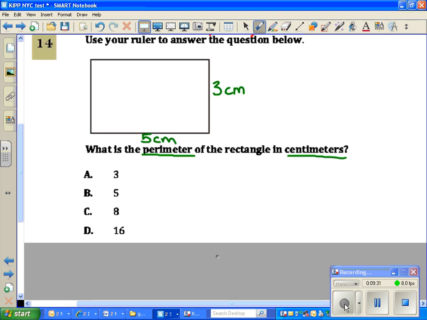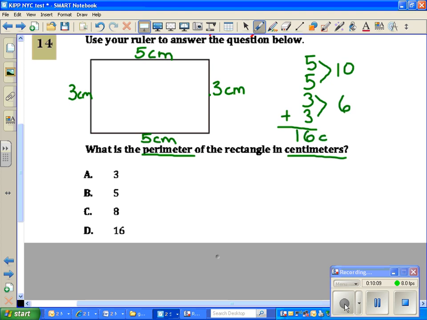But since it's asking for perimeter, perimeter is the outside, add up all the sides, I need to put in the other measurements on the other sides. So if this is the height, then this is also 3 centimeters here. If the base is 5 centimeters of a rectangle, then the top is also 5 centimeters. So I have to add up all the sides. 5 plus 5 plus 3 plus 3. 5 plus 5 is 10. 3 plus 3 is 6, which gives me 16 centimeters, which is the same as choice letter D.